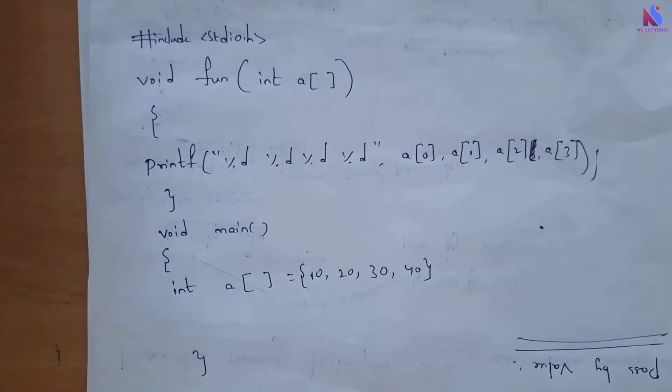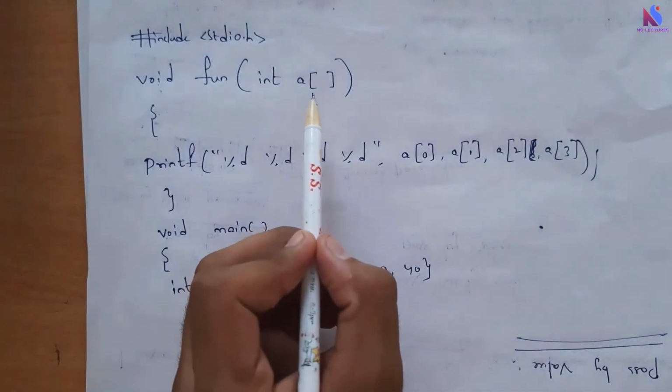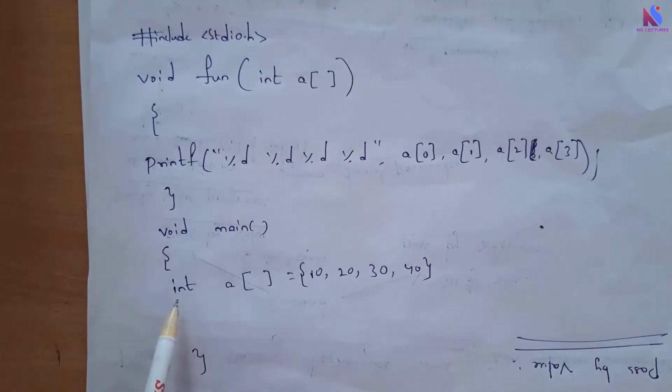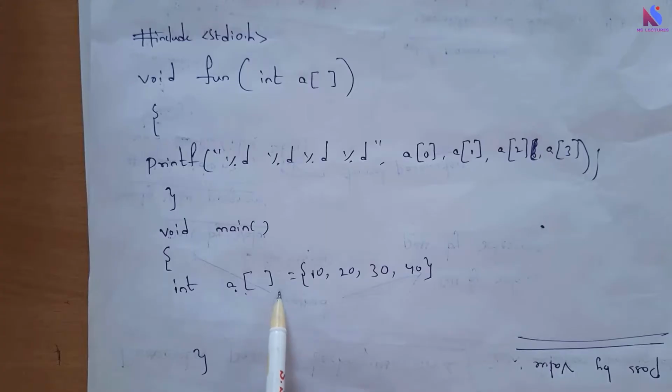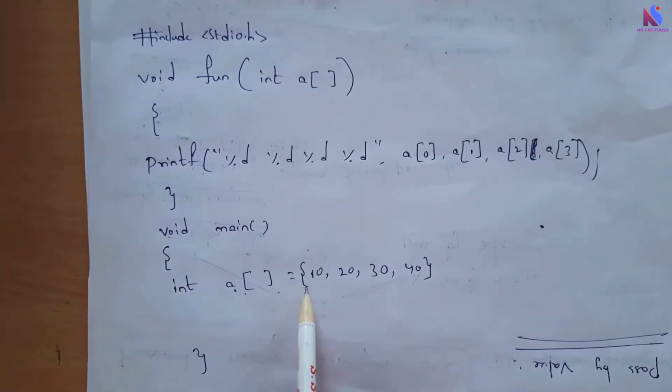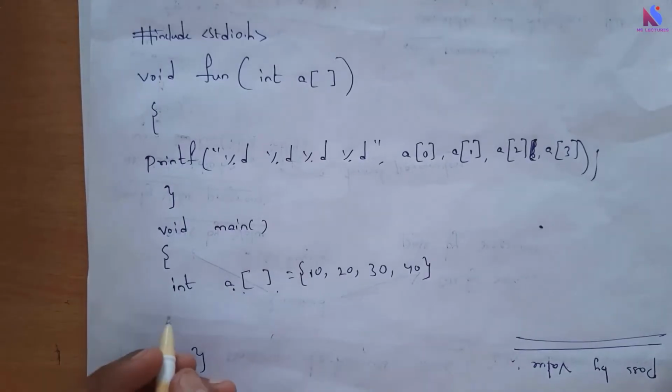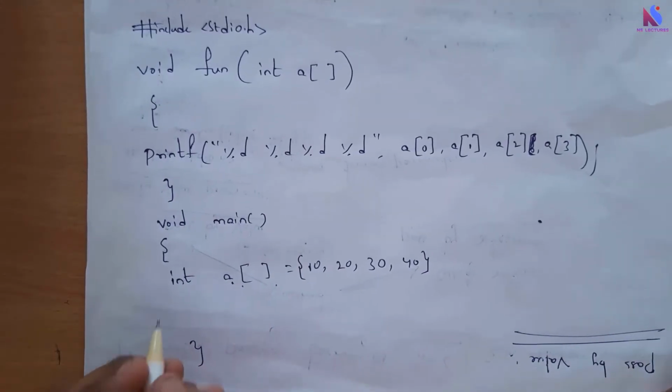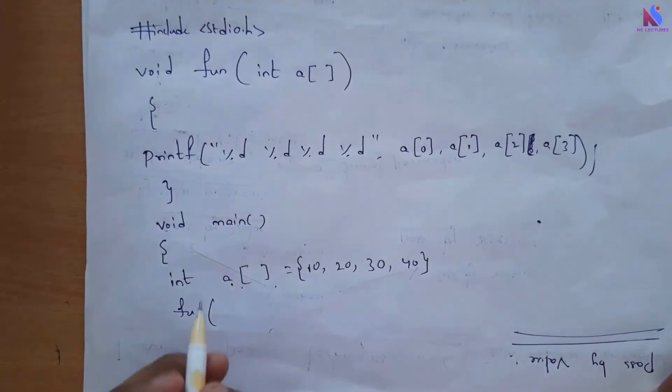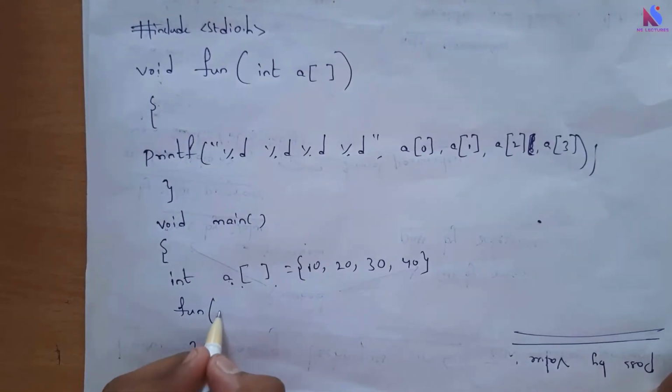This is an example to pass an array as an argument to a function. Here I took void main. Inside void main I wrote int a, I opened a square bracket and then closed the square bracket. I did not give any size. After that I wrote equal to, and inside curly brackets I wrote 10, 20, 30, 40. I am giving 4 values: 10, 20, 30 and 40. Now I am creating a function. Let the function name be fun. Inside this you need to write the array name. I gave the array name as a, so I need to write here a.